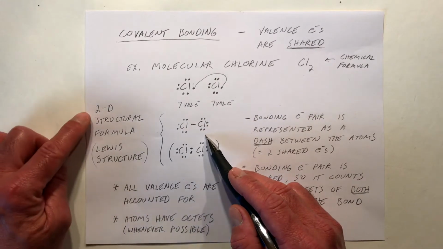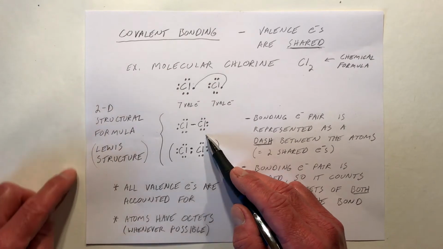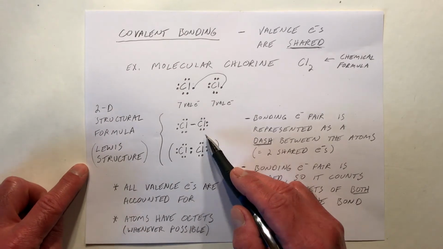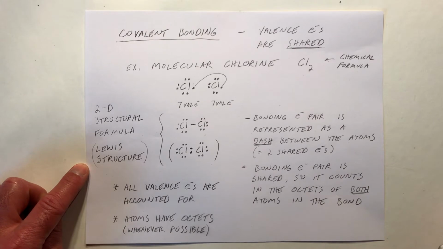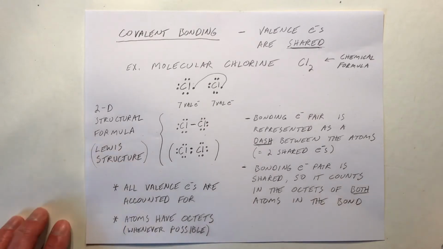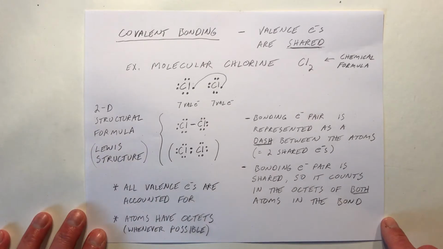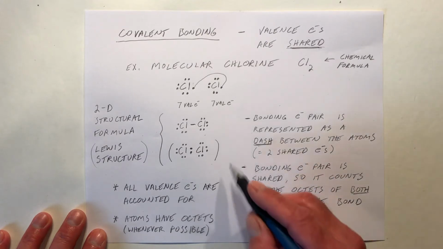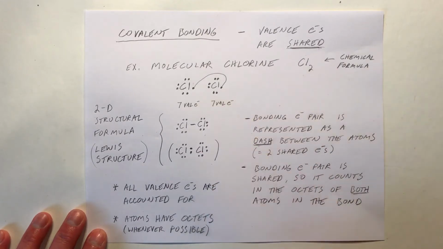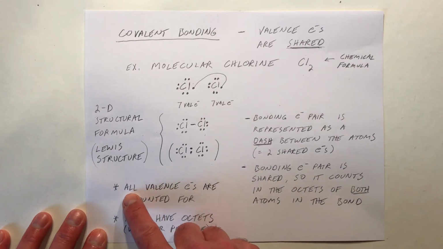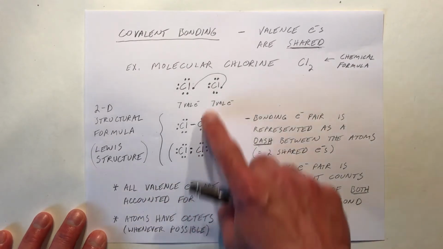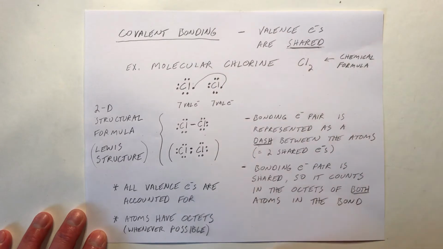This is called a 2-dimensional structural formula, or sometimes it's also called a Lewis structure, because Gilbert Lewis was the scientist that invented this method of using dot structures. So one of the things we want to do is make sure that we start and end with the same number of valence electrons. Make sure that all the valence electrons are accounted for when we connect the single electrons.